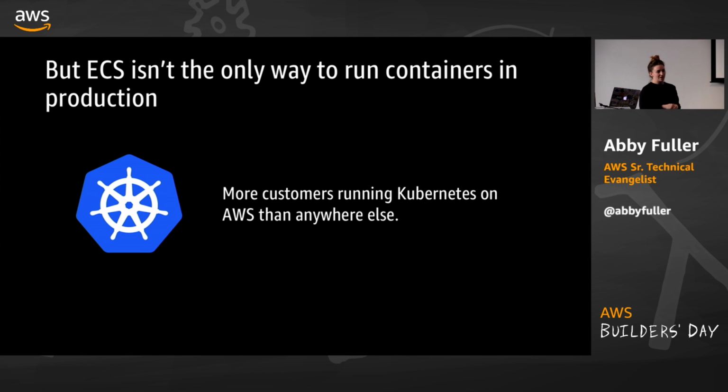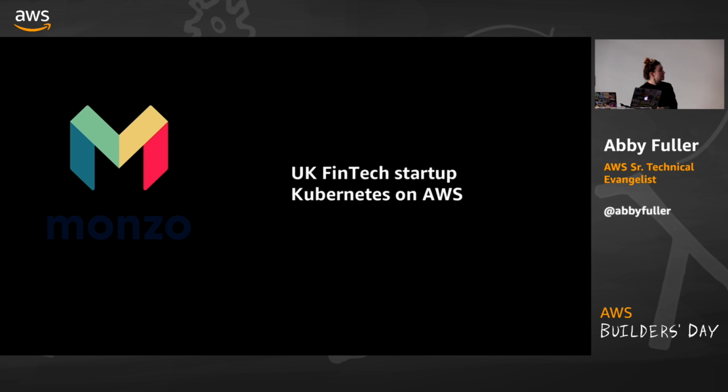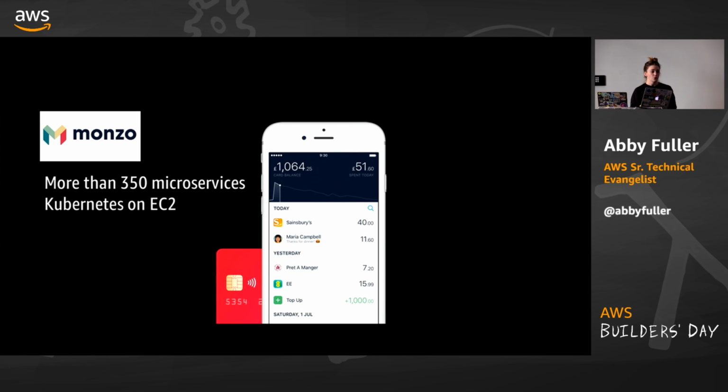But no surprises here. ECS is not the only way to run containers in production. There's something called Kubernetes, and we were finding that more customers were running Kubernetes on AWS than anywhere else. Companies like Monzo, a local favorite, where I still can't get a Monzo card. They won't come to the US. Monzo, obviously, is a financial tech startup here. They run just Kubernetes on AWS. In their case, it's just Kubernetes on EC2.